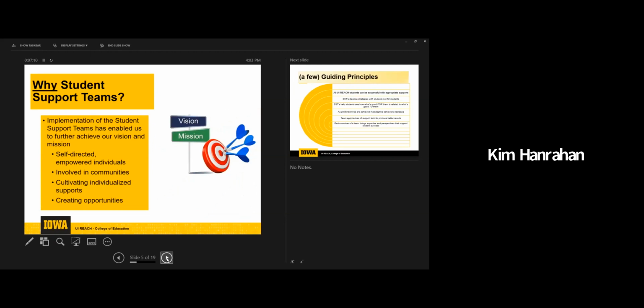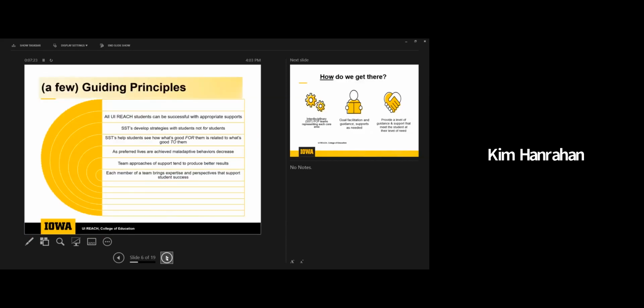We feel like student support teams is a way to enable us to further achieve our vision and our mission, as explained here. There are a few guiding principles. There are many guiding principles, but I've just decided to highlight a few of them.